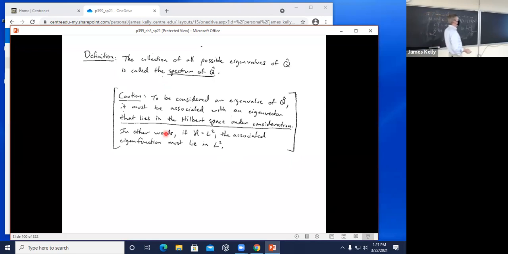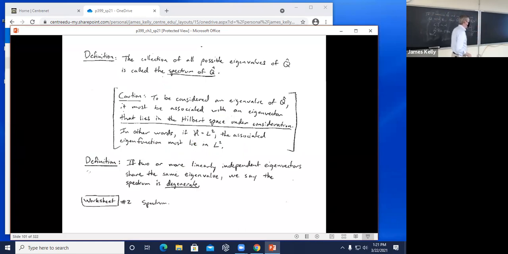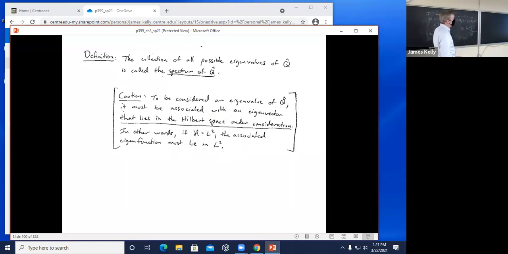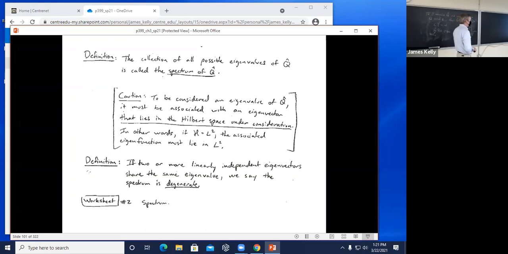Okay, so if our Hilbert space is capital L2, the corresponding eigenfunction has to lie in capital L2. In some cases, we're going to have to think a little bit more, and we're going to follow Griffiths' lead here in trying to expand our Hilbert space a little bit bigger than capital L2 to accommodate these, even though we won't technically call them eigenvectors. We want to still include those corresponding energy values in the spectrum.